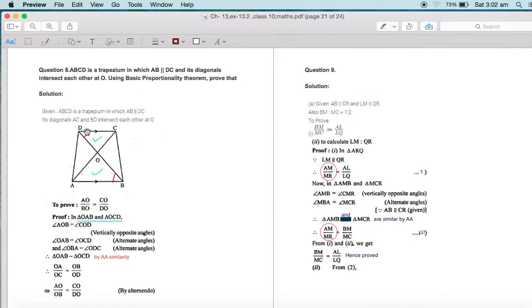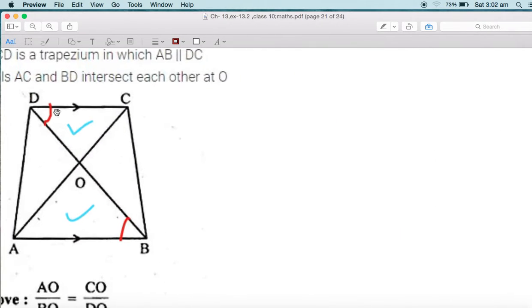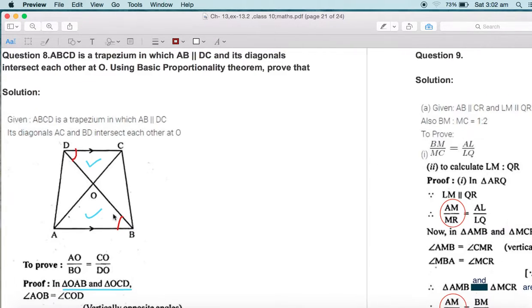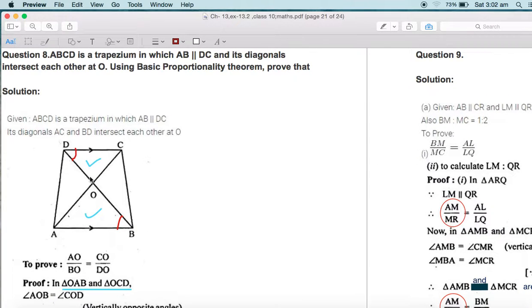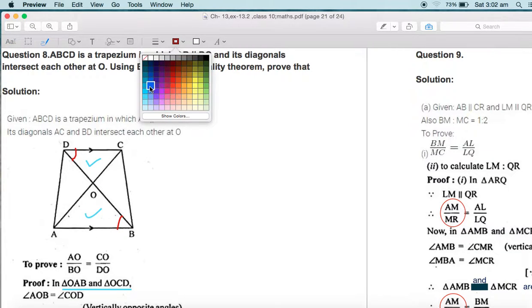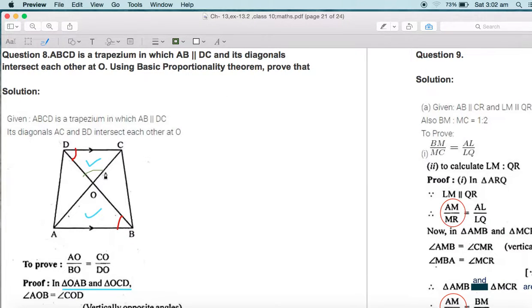What do I know? That AB is parallel to CD. So what form of angles are these ones which I have marked on the screen, students? These are a pair of alternate angles. At the same time, what can you say about these two angles, angle COD and angle AOB? Yes, you all know these are a pair of vertically opposite angles. So they will always be equal.